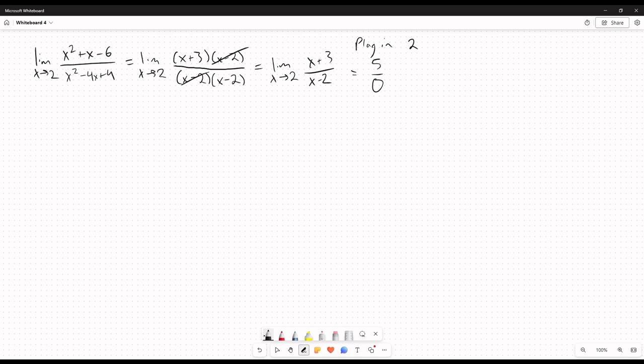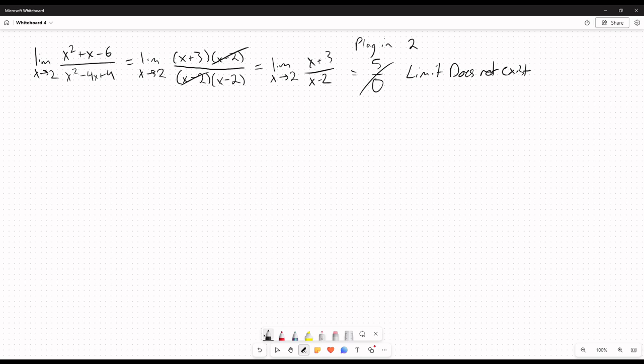And when we get a number over 0, that doesn't mean we need to do more factoring. That just tells us right now that the limit doesn't exist. So the limit does not exist. We'll actually talk more about what we can say about this limit soon, but for right now, all that matters is that when we have a number over 0, and not just 0 over 0, that is an indication that, nope, our limit doesn't exist.